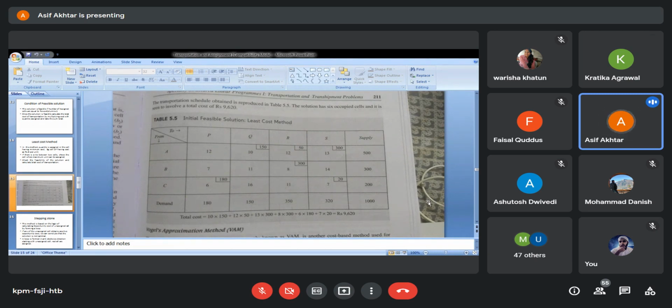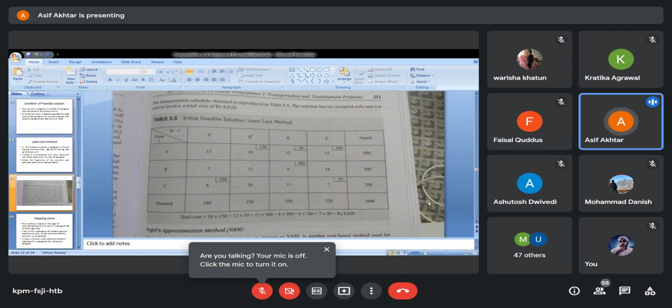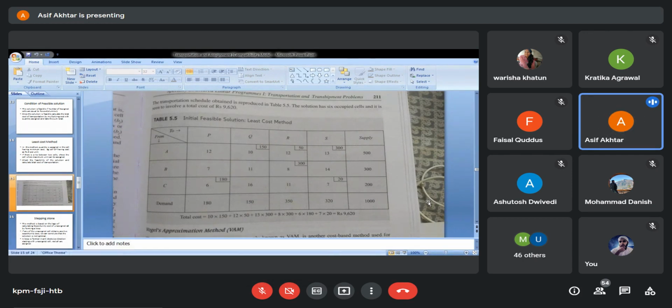What is stage 2 of the method? Stage 2 is we have to check the solution obtained in stage 1, that is the initial feasible solution. Is this the best solution? In the language of linear programming and transportation, the best stands for optimal. So stage 2 is known as calculating the optimal solution. Stage 1 is calculating the initial feasible solution. Stage 2 is calculating the optimal solution.